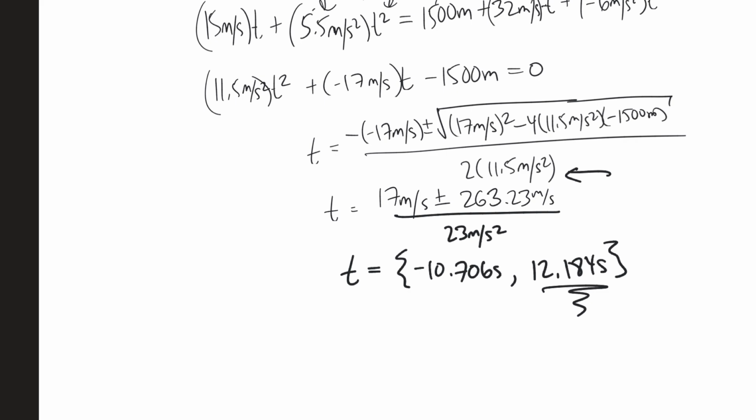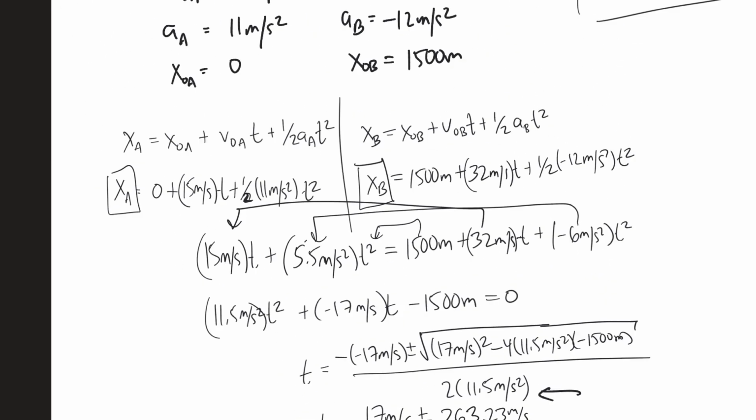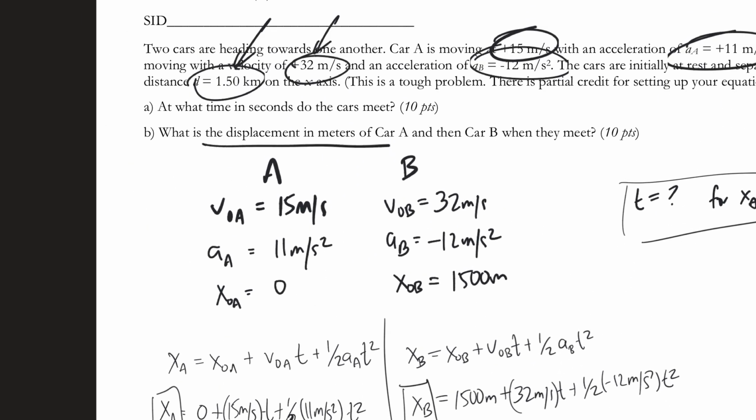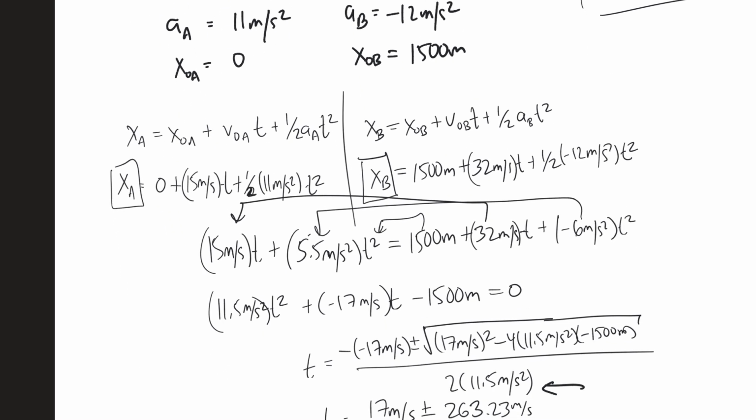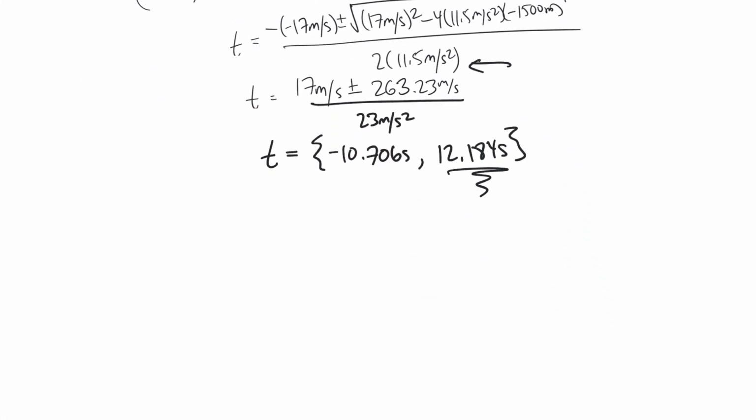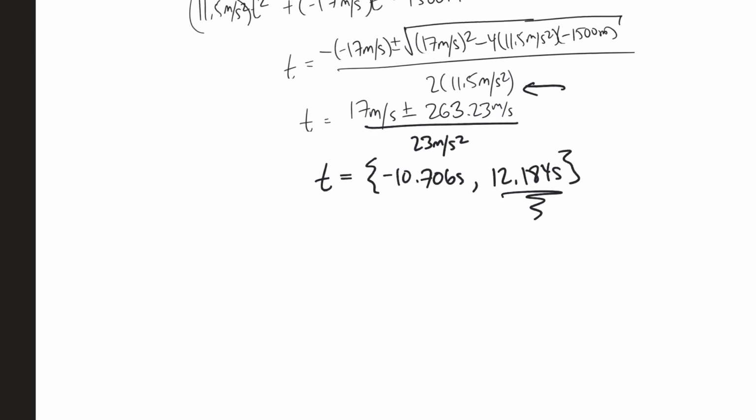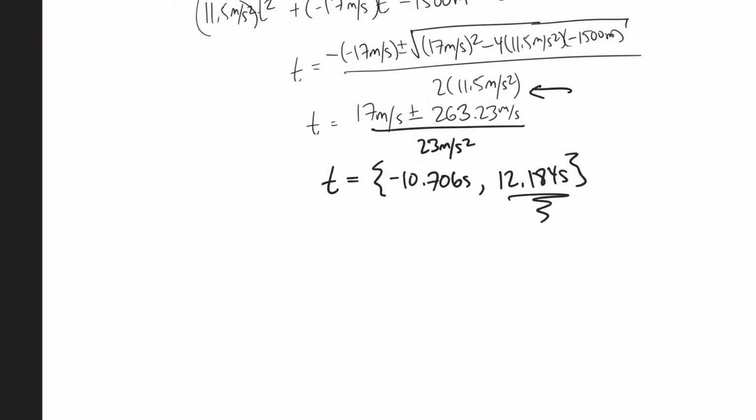Okay, so now I want to get, let's see, so if we go up here, then it says, what is the displacement in meters of car A and then car B when they meet? I think, now that I'm thinking about this, I think some of you guys, me included maybe, forgot that bit about the meters and put it in kilometers. I know I put it in kilometers, at least one of them.